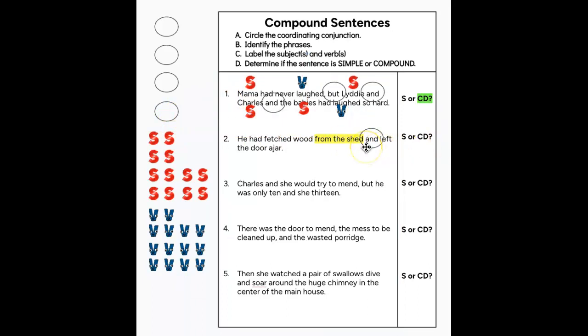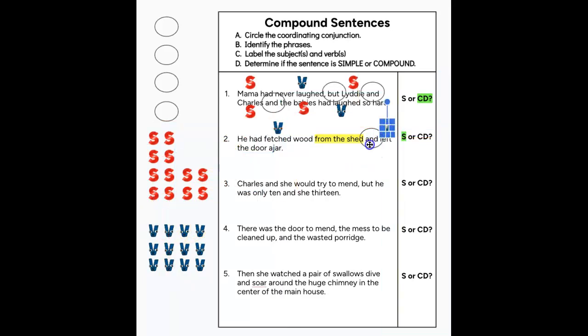It does not have a comma, so I know right away that this is a simple sentence because it doesn't have a comma. But I do still need to prove that it's a simple sentence by finding the subject and verb. So I'm going to look at what's left here. He had fetched wood and left the door ajar. I see fetched, that's when you go get something. And I also see the verb over here, left.